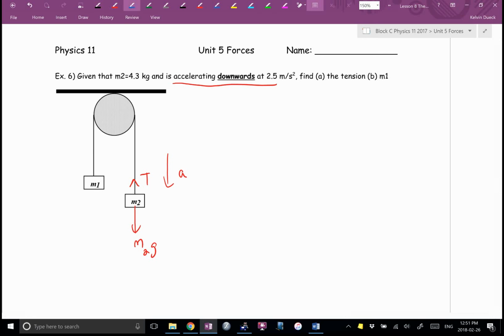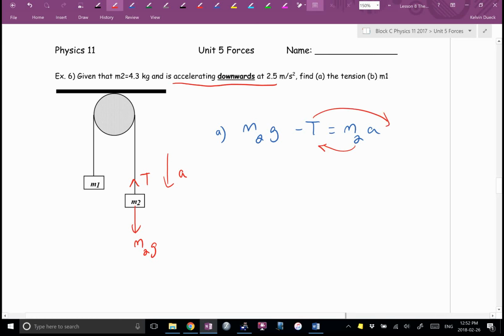Who's winning? Good. Who's losing? What's that going to equal? Why isn't it M all A? Because we're only looking at the one mass, because I don't know the other mass. So I'd like to find tension. In fact, that's what A is asking me to find. Okay, how do I get the T by itself, Hannah?